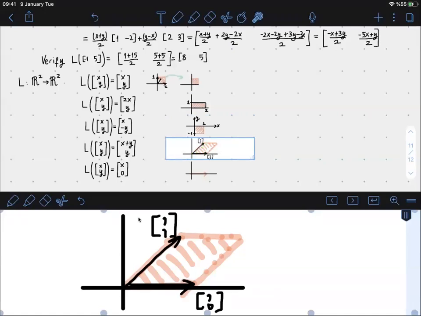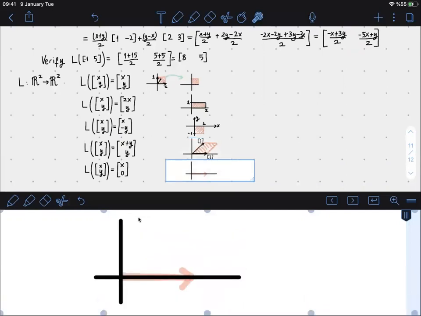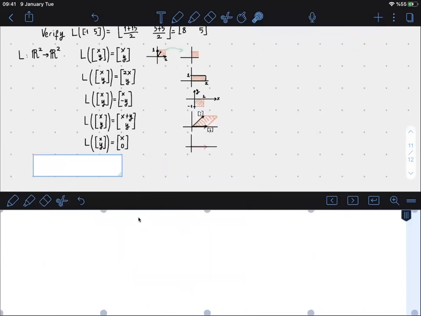It's 1 times 1, right? So it's still 1. So its determinant is still 1. But the last one has determinant 0. It compresses the whole square into a single line which has 0 area. So now let's see what I mean by determinant of a linear transformation. That's the next thing.